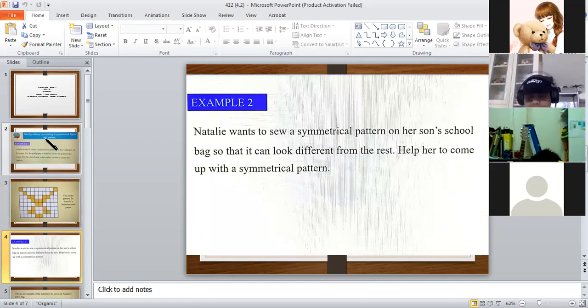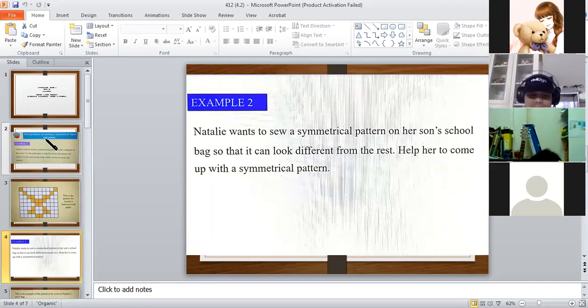Natalie wants to sew a symmetrical pattern on her son's school bag so that it can look different from the rest. Help her to come up with a symmetrical pattern. How are you going to help her? She wants to sew any patterns, maybe colorful patterns, so it can look different from the others.